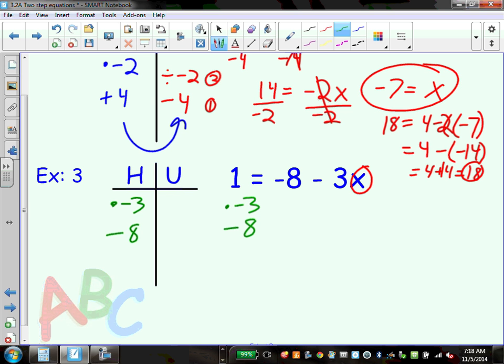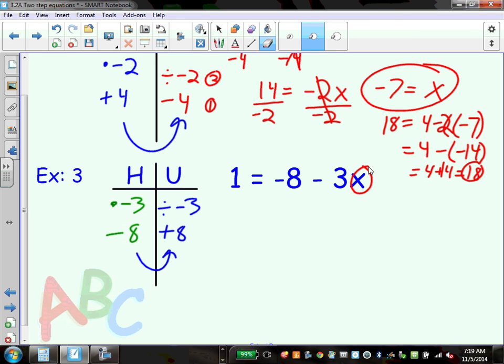How do we undo minus 8? Well, we're going to do plus 8. How do we undo times negative 3? We're going to divide by negative 3. So, let's see that in action.